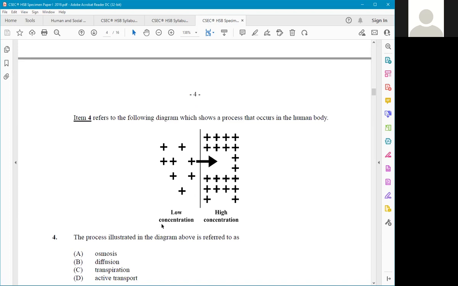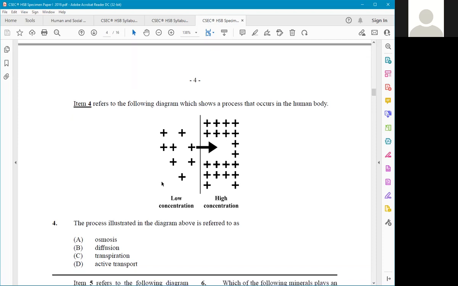Yes, so this diagram shows a process that occurs in the human body, and it appears that there is a barrier, and we have some positive signs which would probably represent ions. Remember, ions are positive or negative particles formed when minerals are dissolved in water. So you have a low concentration on this side of the barrier and a high concentration on the other side of these ions. We don't know what it is, whether it's sodium, potassium, or what, but we know it's ions because we see the positive sign. So there's a high concentration on this side and a low concentration here.